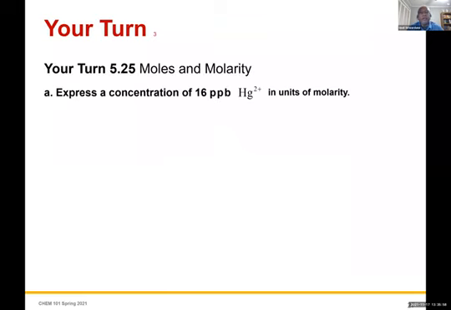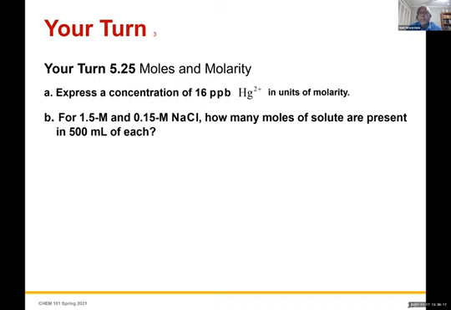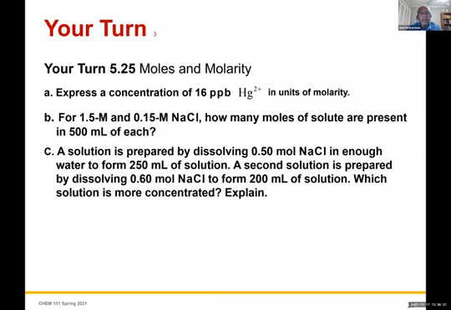Now, we're going to look into some of the problems here. First, how you calculate molarity given a ppb concentration of mercury 2+ ions in a solution. We're going to look into that. And also we're going to compare moles of solute present in each of the 1.5 molar and 0.15 molar sodium chloride solution. As you can see, 1.5 molar contains more moles. So you can calculate exactly.